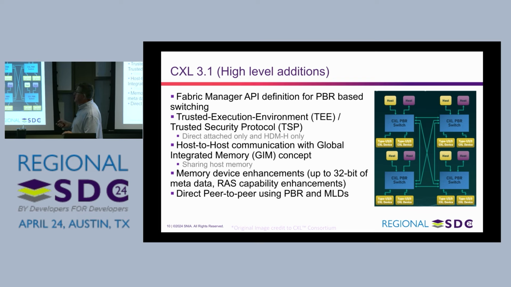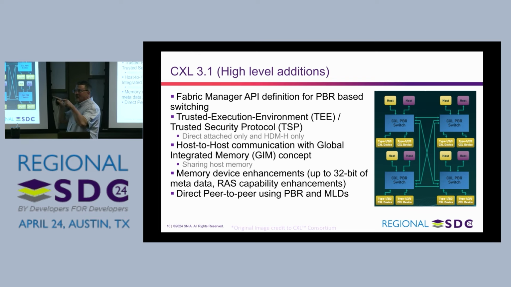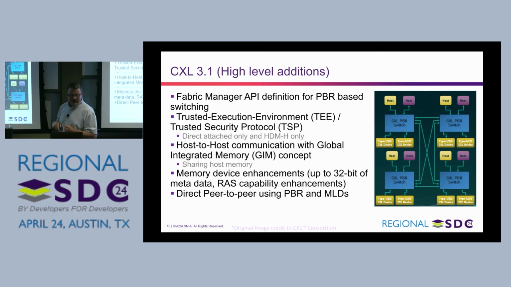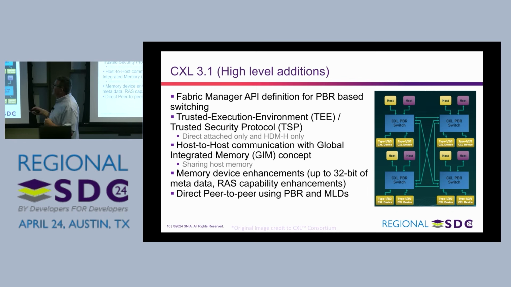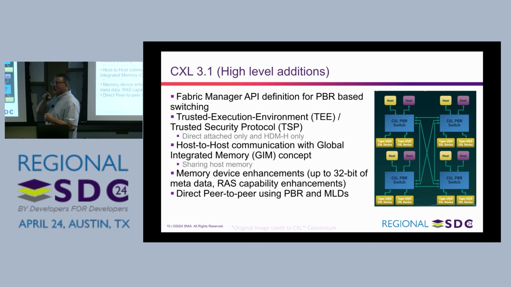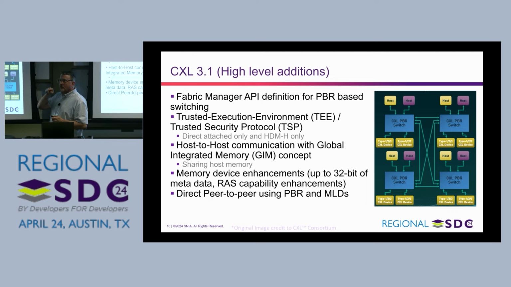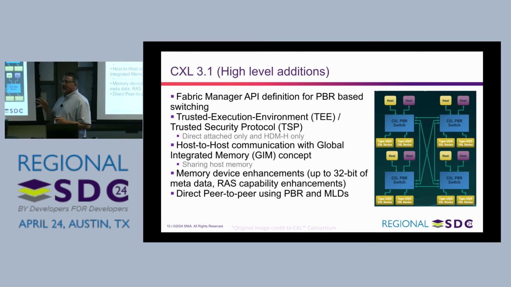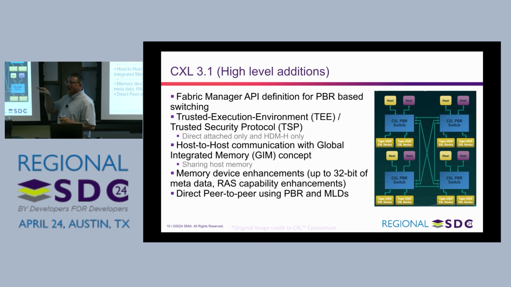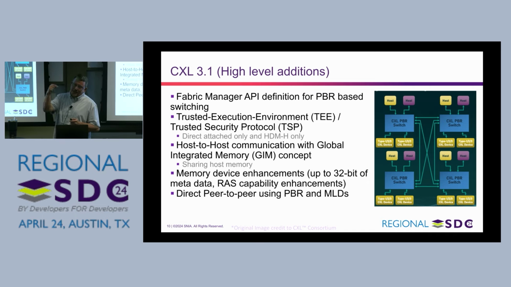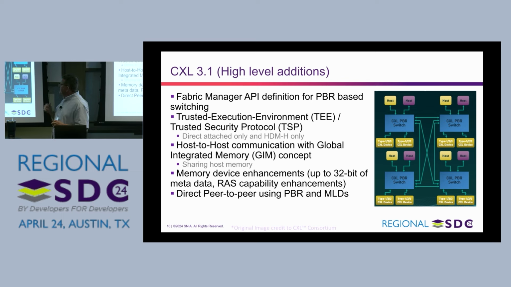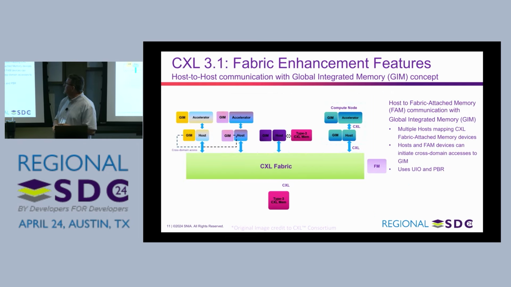We have GIM, which was Global Integrated Memory, which was a concept of now I can use... damn, I skipped the UIO slide, didn't I? You can use UIO, which stands for unordered IO. It was a thing that PCIe added, a separate virtual channel, that allows you to not follow the standard PCIe ordering rules to get into a device. And in CXL, you can use that for peer-to-peer now. And then we added a bunch of RAS stuff, which I can cover.